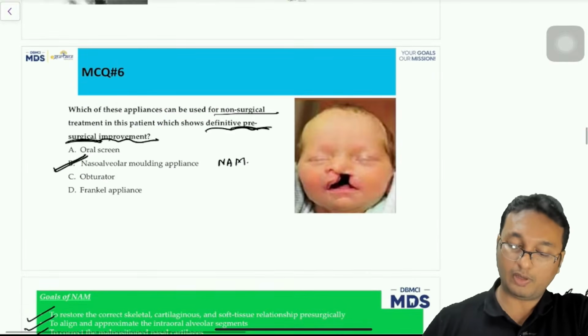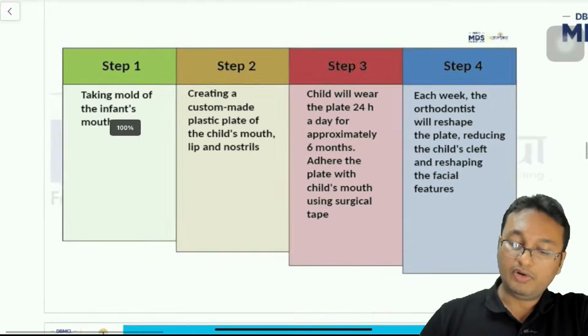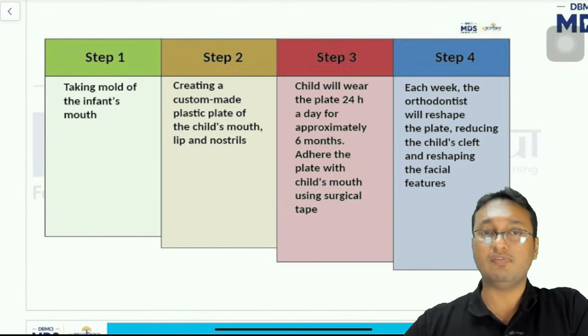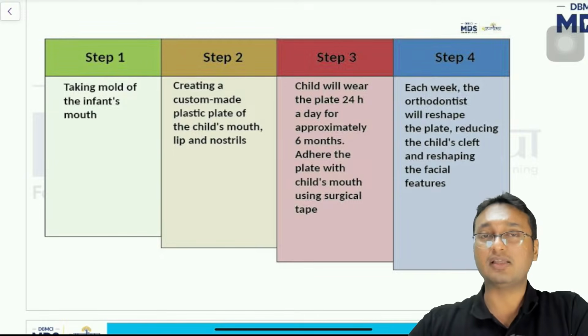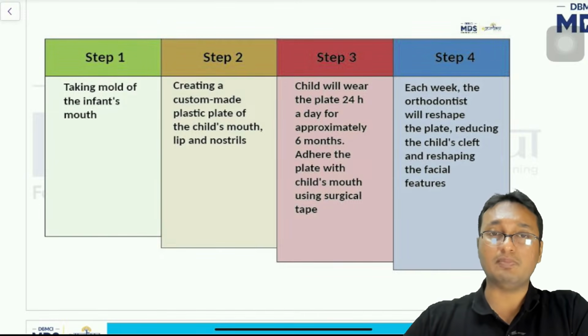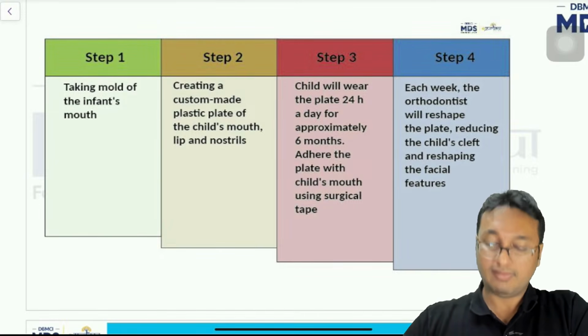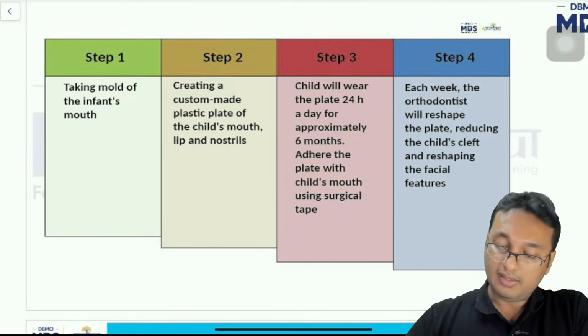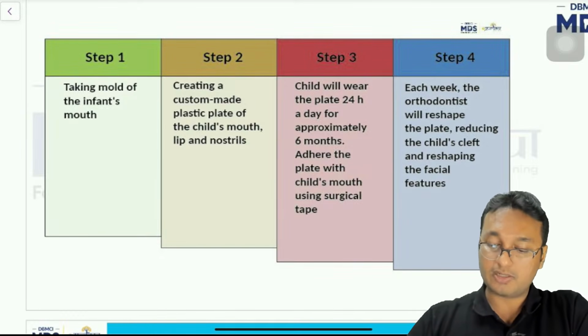So the correct answer will be option B. That is, how do you take a mold of the infant's mouth? I told you the surgeon has to make the impression using tear-resistant alginate, creating a custom-made plastic plate of the child's mouth and of the lip and nostrils.